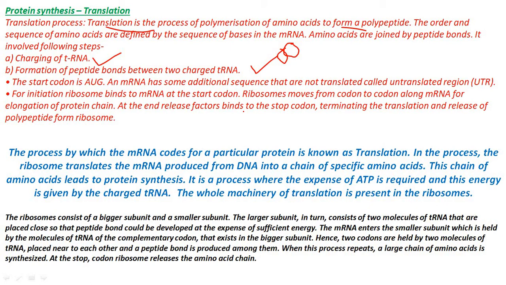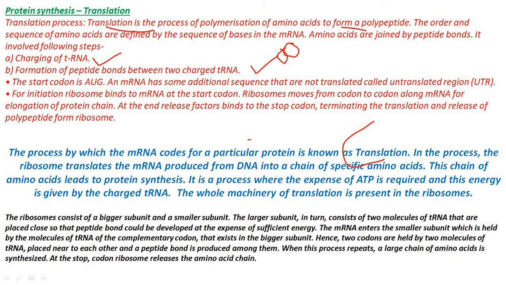So, the process by which the mRNA codes for a particular protein is known as translation. In the process, the ribosome translates the mRNA produced from DNA into a chain of specific amino acids. This chain of amino acids leads to protein synthesis. It is a process where the expense of ATP is required, and this energy is given by the charged tRNA. The whole machinery of translation is present in the ribosomes.